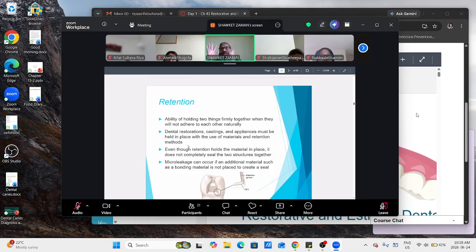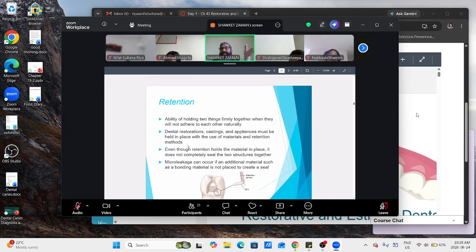If there is no retentive method, then it will not stay in the patient's mouth, right? So there should be some retentions. For example, for composite, we have the resin materials inside, which is plastic material. But our tooth is not plastic. Our tooth contains calcium and phosphates. So that means they are two dissimilar materials. They need to come together.